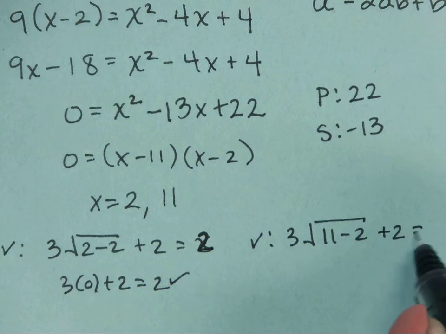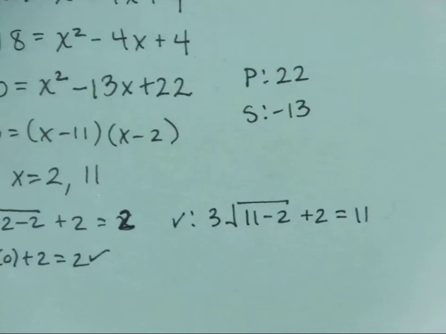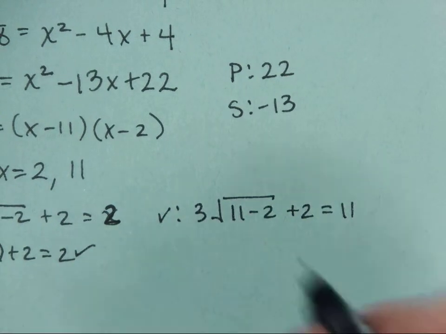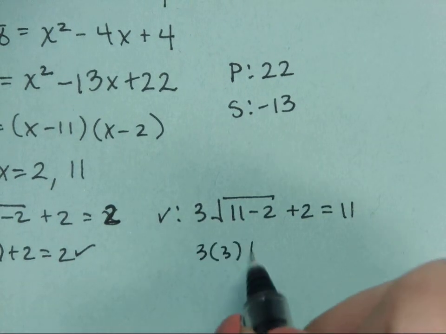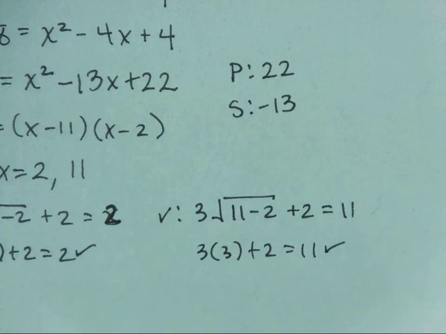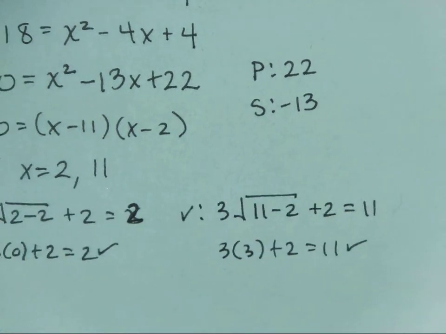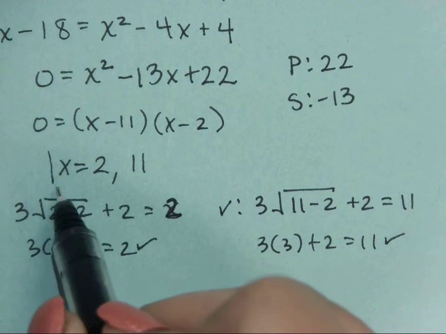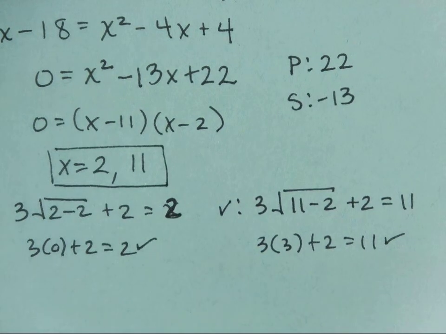But again, you can do this mentally. And that's also going to work. So I'm going to get 3 times 3 plus 2. All right. So you don't have to show your work on the check. You just have to somehow check to be sure that everything works.